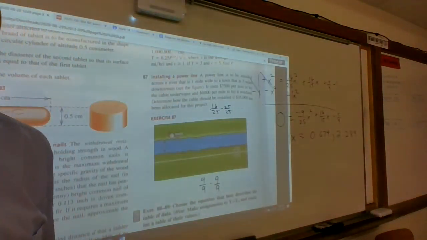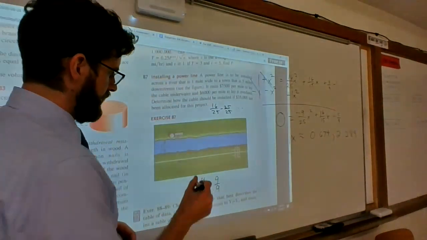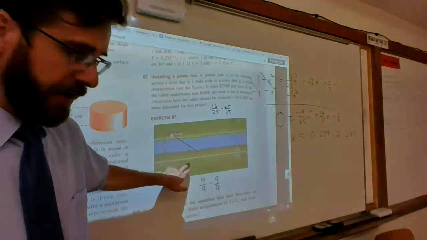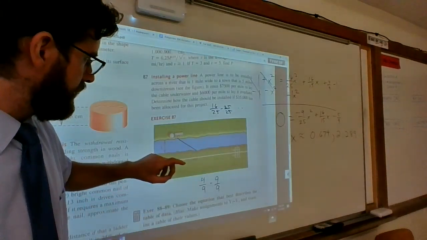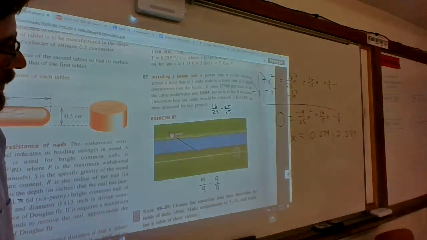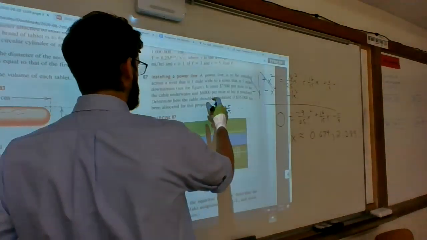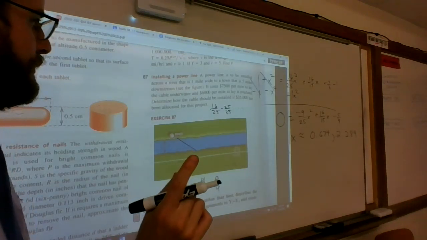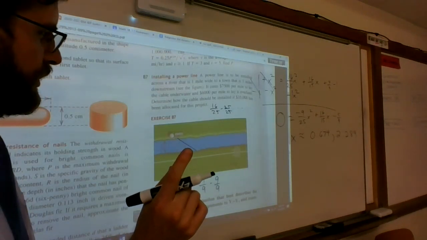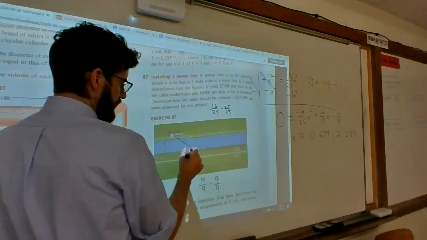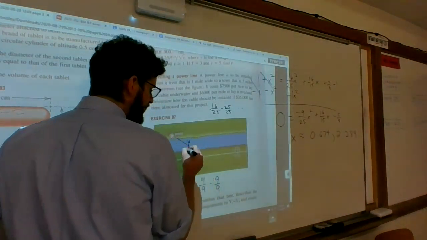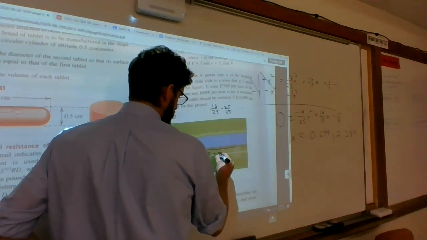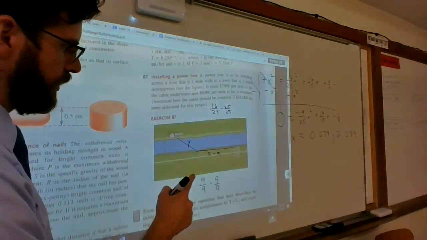And what that basically means is this distance right here, our x value, oh no. That's not the question I'm answering. Determine how the cable should be installed. Basically what you want to do is install Y amount of cable here if X amount of cable is happening over there.